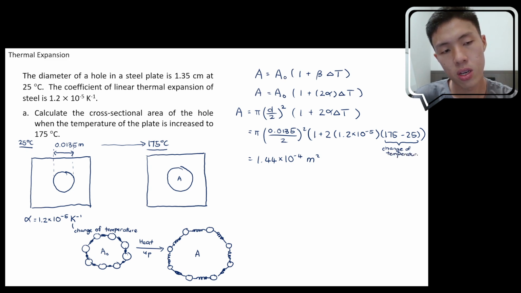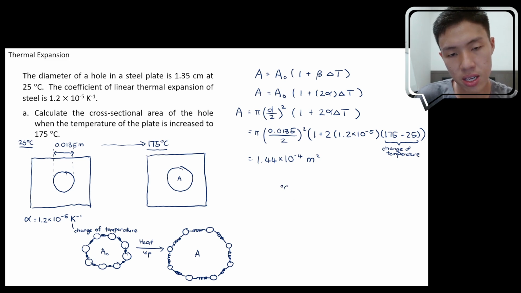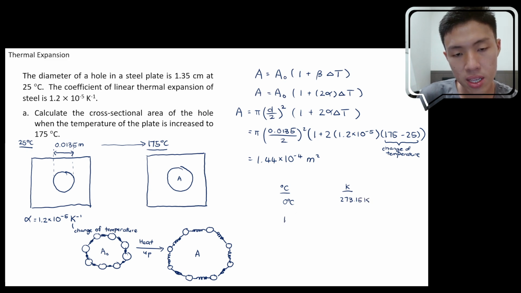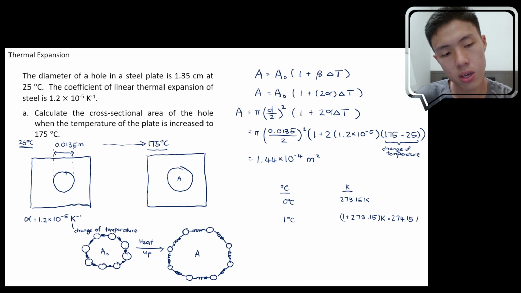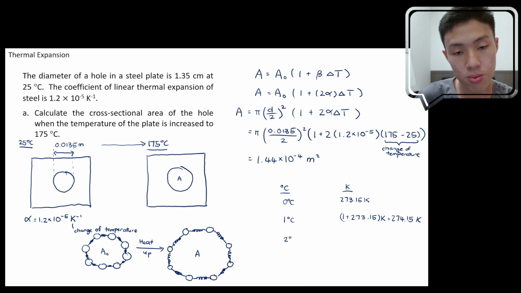If you look at the degree Celsius scale and the Kelvin scale, let's say I start with 0 degrees Celsius. 0 degrees Celsius is equivalent to 273.15 Kelvin. I think you are aware of that. Then 1 degree Celsius is equivalent to 1 plus 273.15 Kelvin, which is 274.15 Kelvin. If I go on, then 2 degrees Celsius will be equal to 275.15 Kelvin.